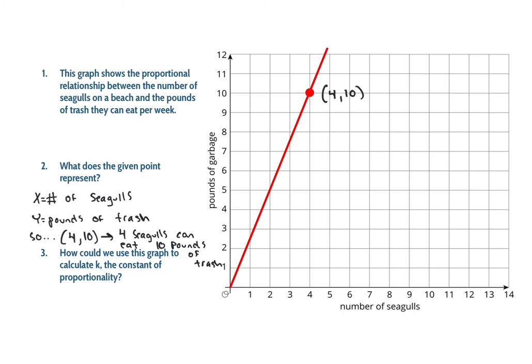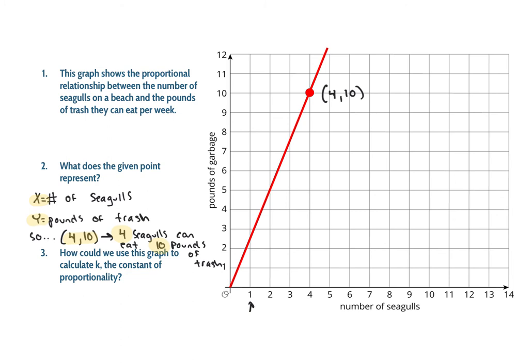So since x is going to represent the number of seagulls we have and y the pounds of trash they eat, if we have a point (4, 10), that means that 4 seagulls can eat 10 pounds of trash. Next, we're being asked, how can we use this graph to calculate k, the constant of proportionality? Now remember, we saw in the previous slide that that point is going to be where x is 1.